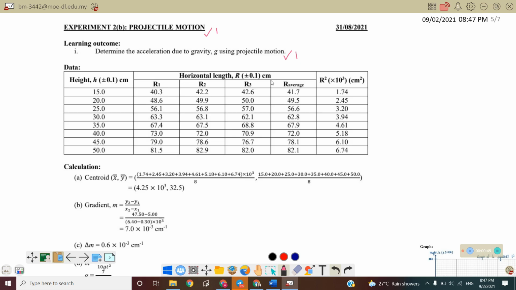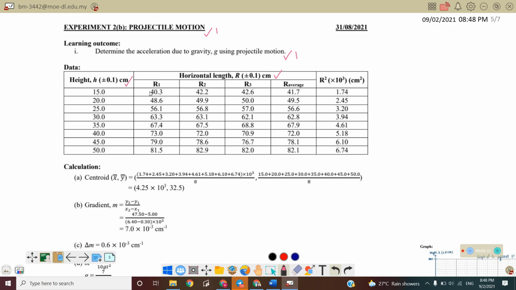After that, based on the data given, you must also write the uncertainty and the unit. Because we use the ruler to measure height, we must write the uncertainty for the ruler, which is plus minus 0.1, and the unit is cm. And the horizontal length r, we also use the meter rule to measure, therefore we must write plus minus 0.1 cm. So you will get 1 mark, 1 mark. Height and horizontal length here are actually primary data.